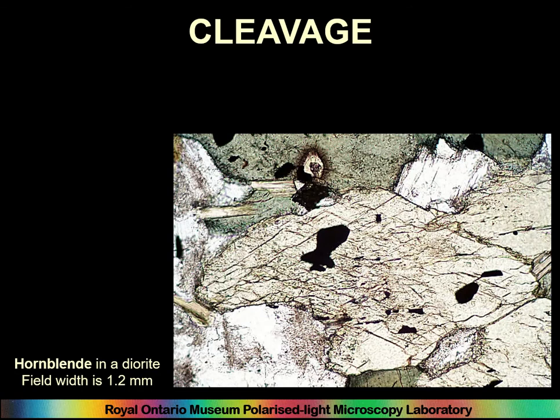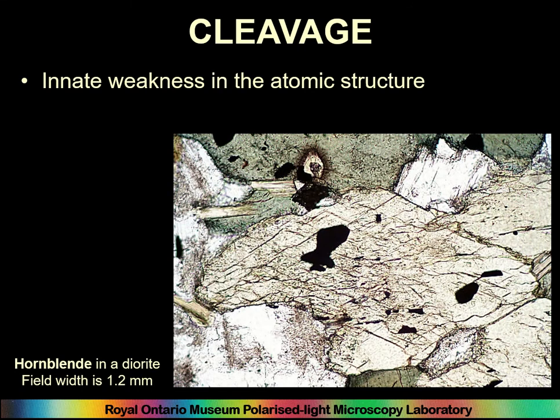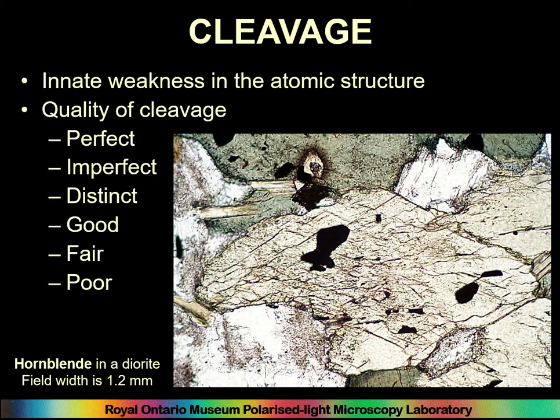Cleavage. I said I was going to mention cleavage. Cleavage is an innate weakness in the atomic structure and forms what at first view looks like cracks in a mineral. This is a type of mineral known as hornblende, which is in a group of minerals known as amphiboles. And all of the amphiboles have these two cleavages. You can see they're at 120 degrees, always at 120 degrees or so. You can see here. And when you see a line going across a mineral, it's very probably a cleavage.